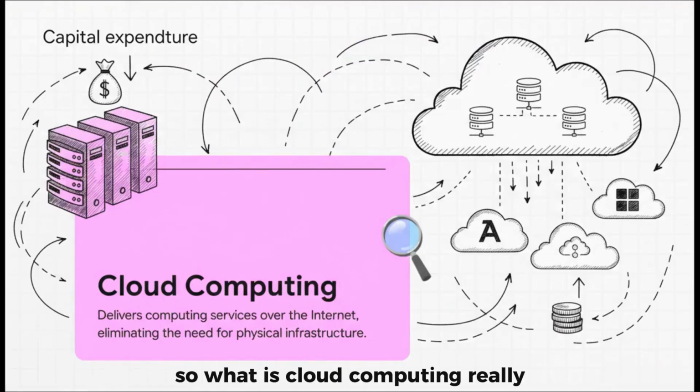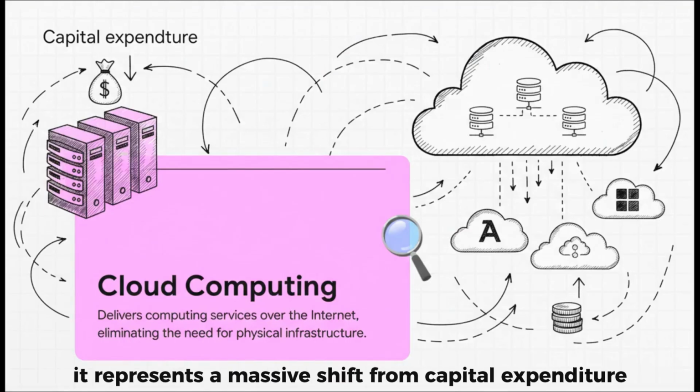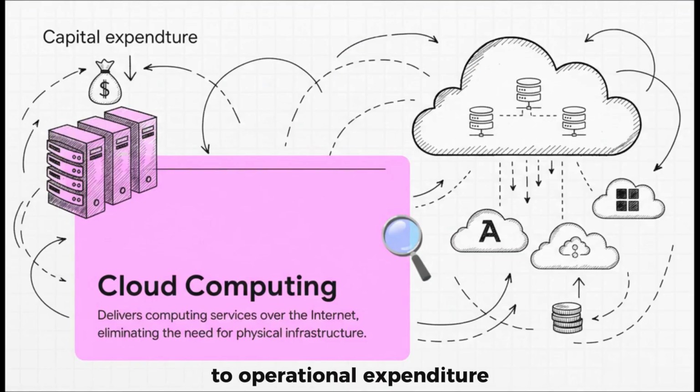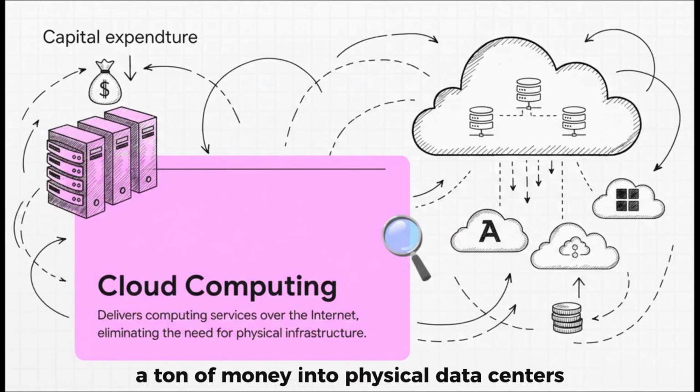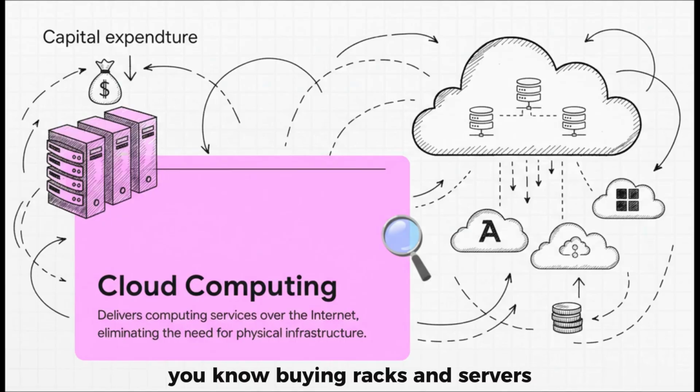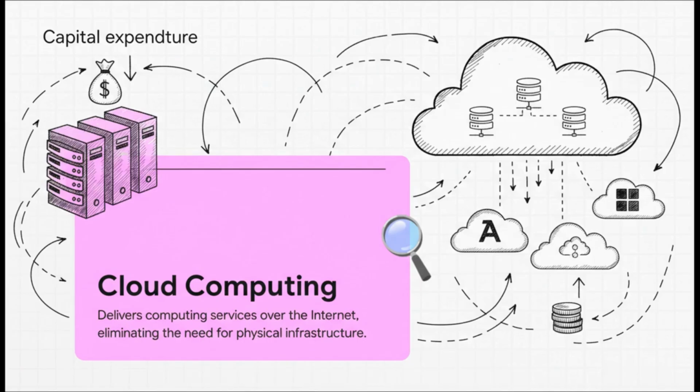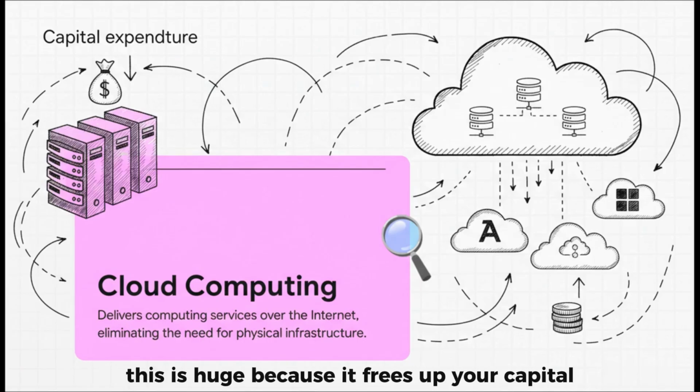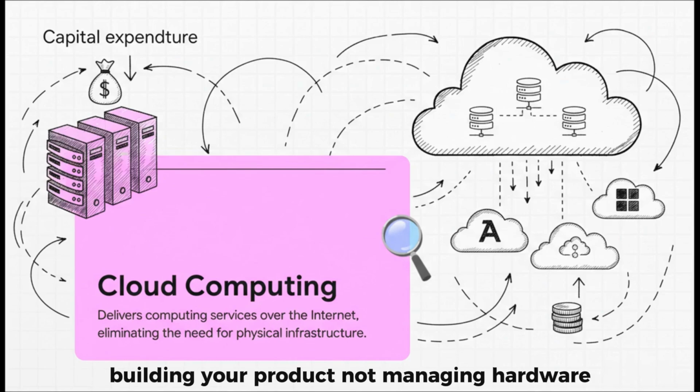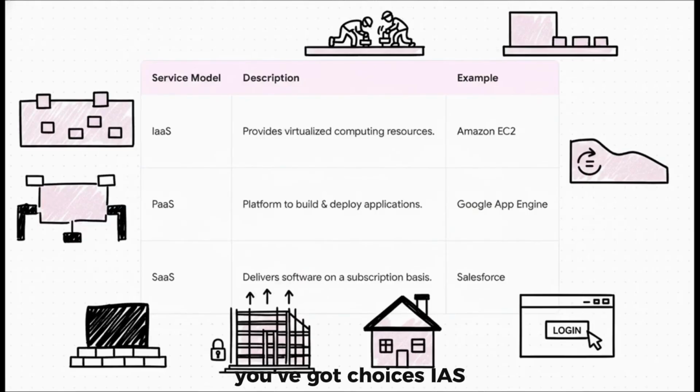So, what is cloud computing really? At its core, it represents a massive shift from capital expenditure to operational expenditure. Instead of you sinking a ton of money into physical data centers, buying racks and servers, you're essentially renting access to world-class infrastructure from providers like AWS or Google Cloud. This is huge because it frees up your capital and lets you focus on what actually matters, building your product, not managing hardware.